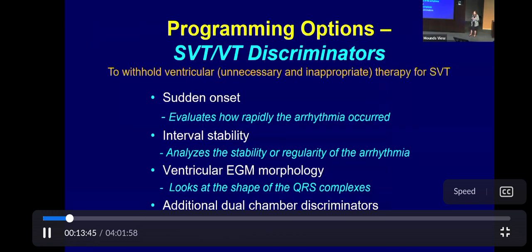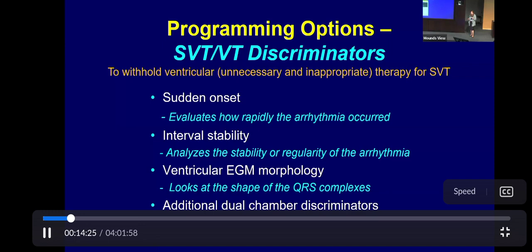So, for example, the very simple things that we look at for SVT discriminators that you could program on the device: sudden onset. That's how rapidly did it start? Is it sinus tachycardia that starts slowly and gradually, or did it come on all of a sudden? That's VT, or could be SVT, like AV node reentry. Is it stable, meaning how irregular is it? So is it something like AFib, or is it something like VT? And we know sometimes VT could be a little irregular, but most often, if it's really irregular, it's AFib. And then you could look at the electrogram morphology, and this can be in both single chamber and dual chamber devices, how different that QRS, the intrinsic electrogram, is from that present in sinus rhythm.